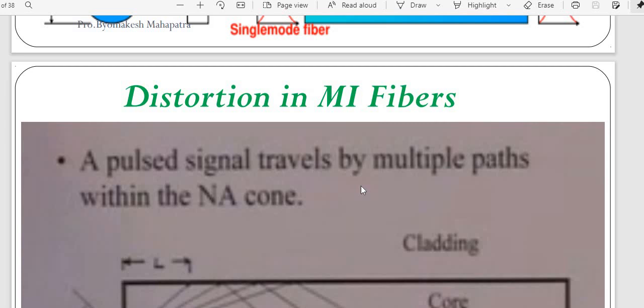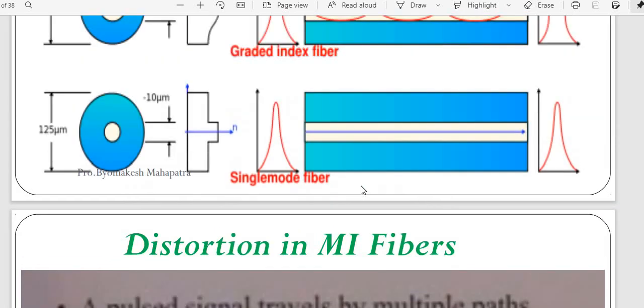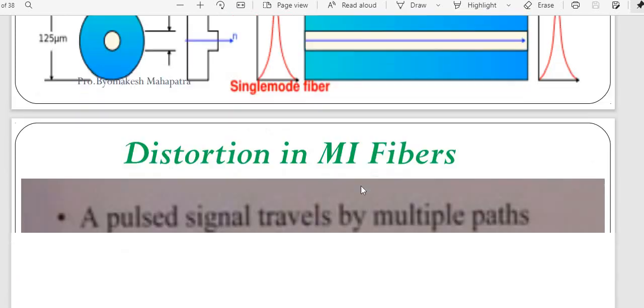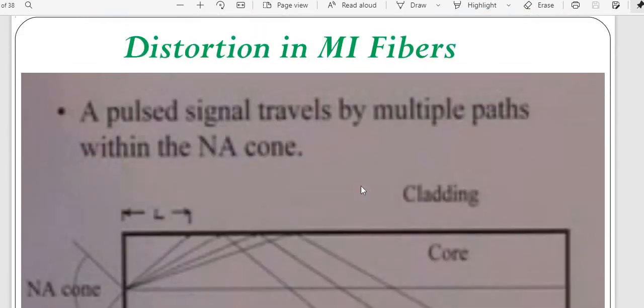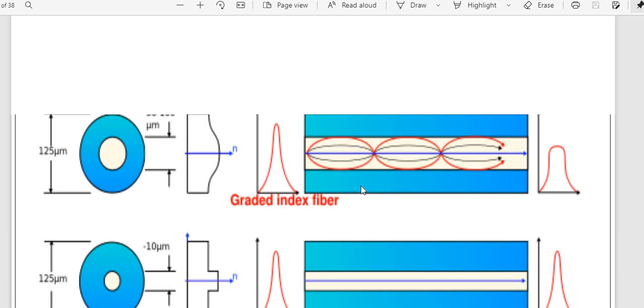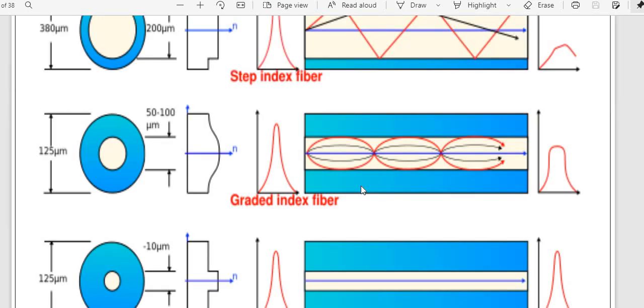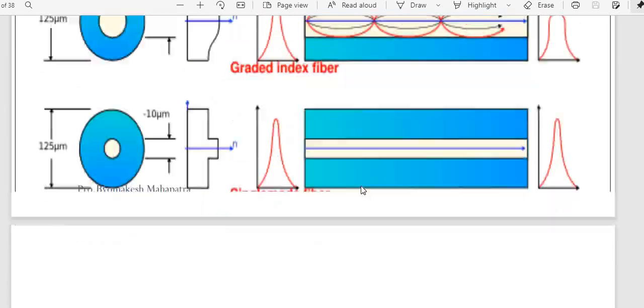Whereas for distortion in the MI fiber, we don't draw the diagram for multi-mode. Already we covered the multi-mode, right? Upper side only. That's the reason I'm not mentioning it further. So this is about all the modes. You need to compare and know the difference of all, so as to write the answer in the desired form. So this is the way we are representing our answer.